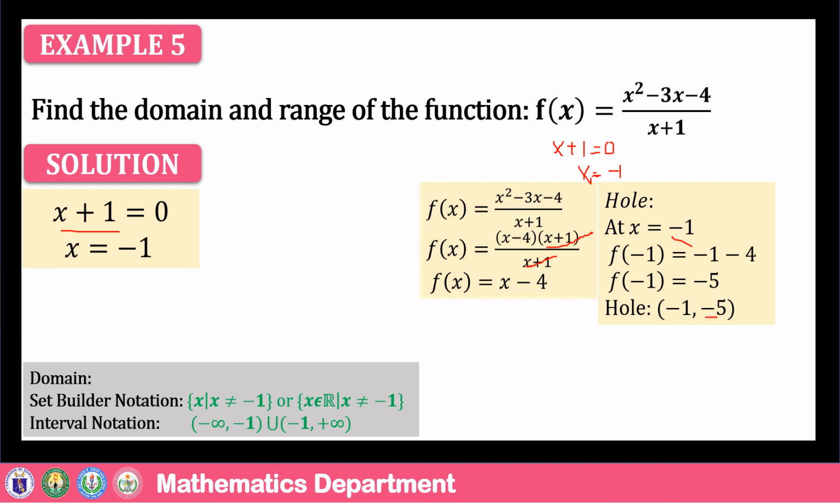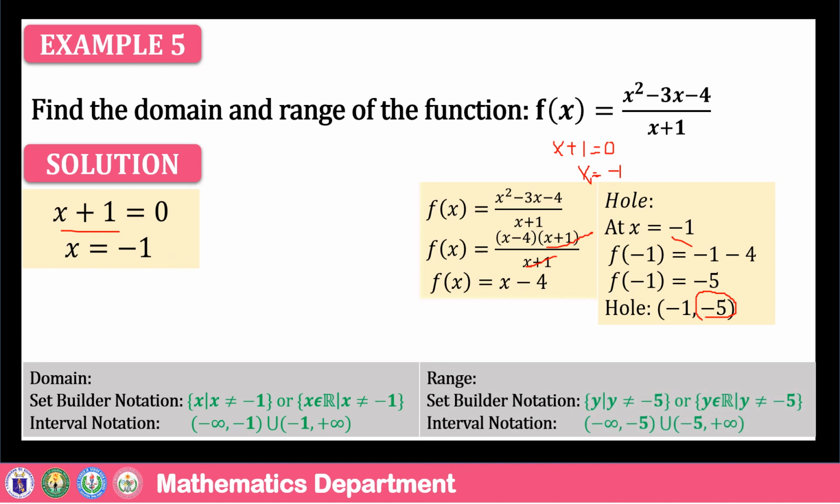So, meaning to say, yung negative 5 na na-compute natin dito, okay, ito yung restriction natin sa ating range. So, magiging range natin dito ay set of all y such that y is not equal to negative 5 or sa interval notation natin, that is from negative infinity to negative 5, union negative 5 to positive infinity.